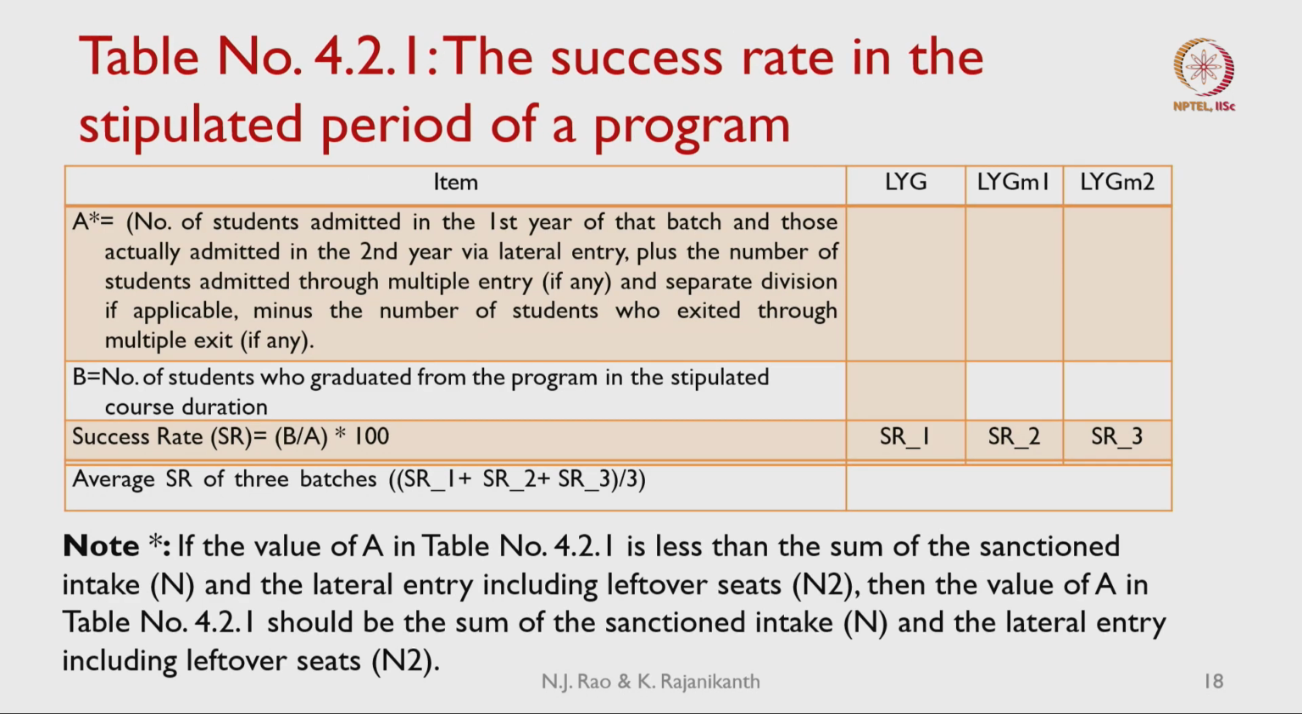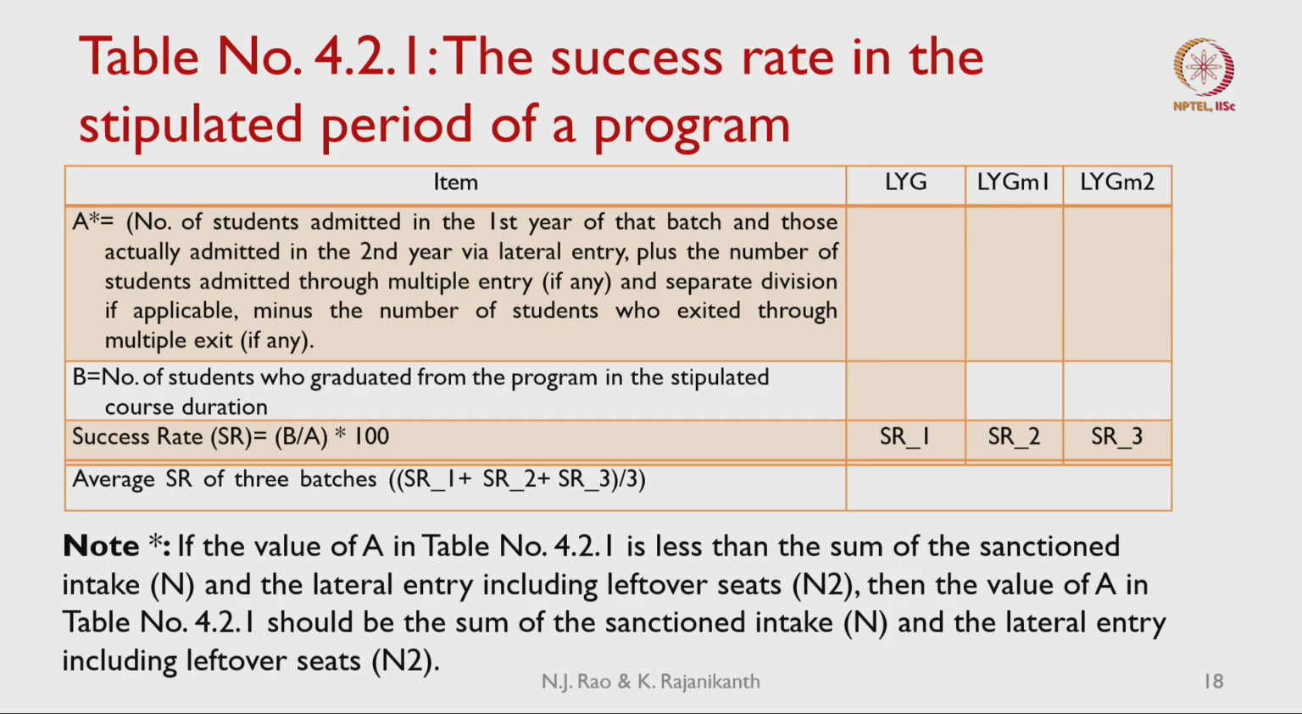This is the information: the success rate in the stipulated period of the program, and LYG, LYG minus 1, LYG minus 2. Then for each of these 3 years, success rate 1, success rate 2, success rate 3. For each year you calculate the success rate, then take the average: SR1, SR2, SR3, sum it, divide by 3, you get the average rate.